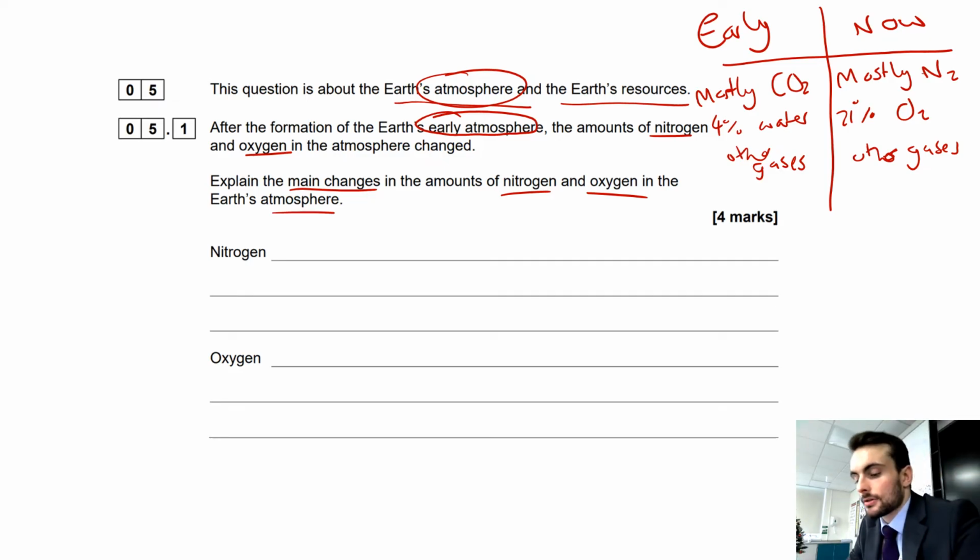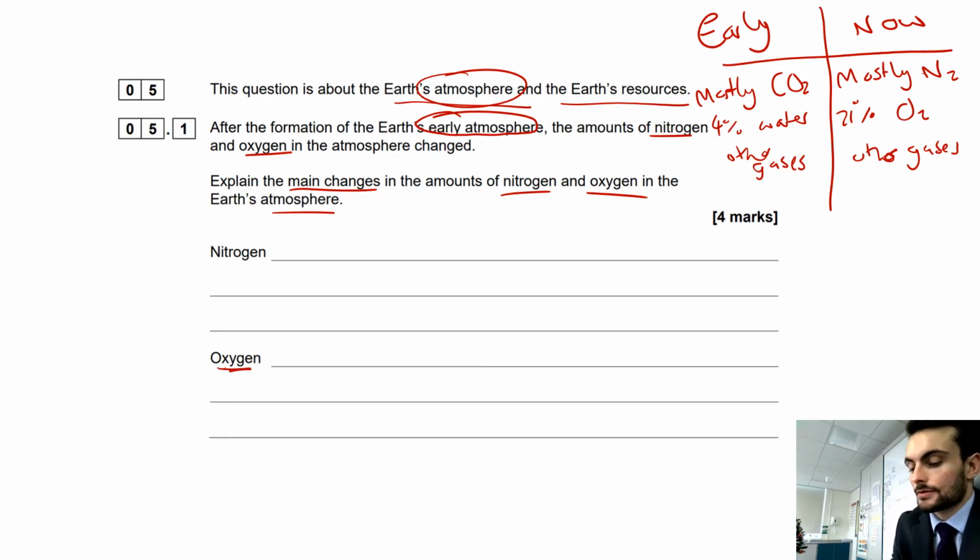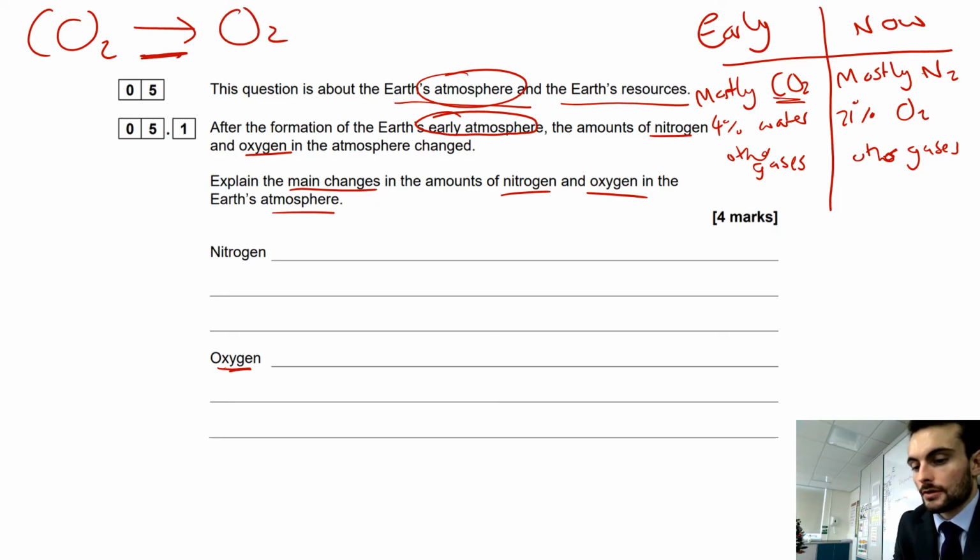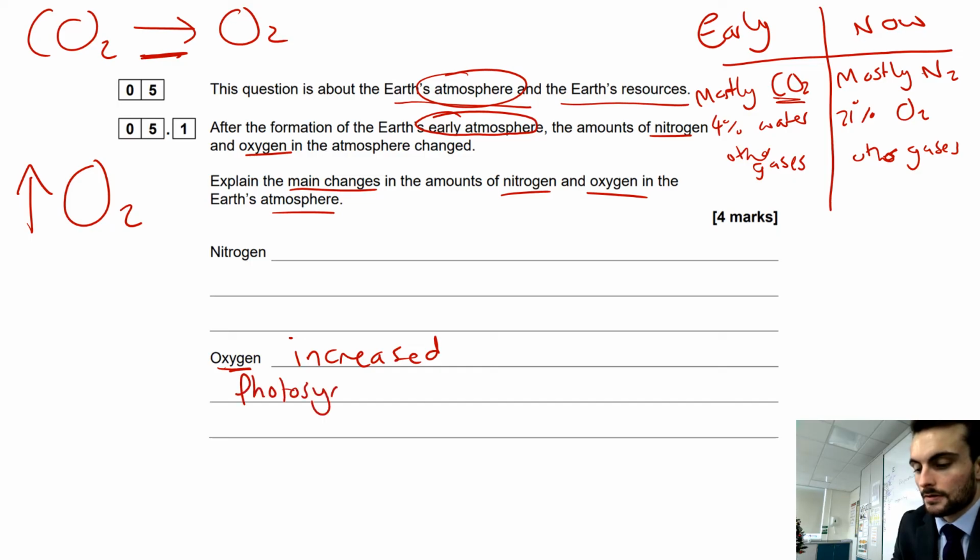So the first thing we can do, one of them is a lot easier than the other one, and that one is oxygen, because it's pretty much obvious. What has happened to the oxygen between then and now? Then it was almost non-existent because most of it was CO2, and then now there's a lot more oxygen. What process can you think of that takes CO2 and turns it into oxygen and makes the oxygen increase? So the first thing we can say is oxygen has increased. What's the process? You should know. It's called photosynthesis by plants.